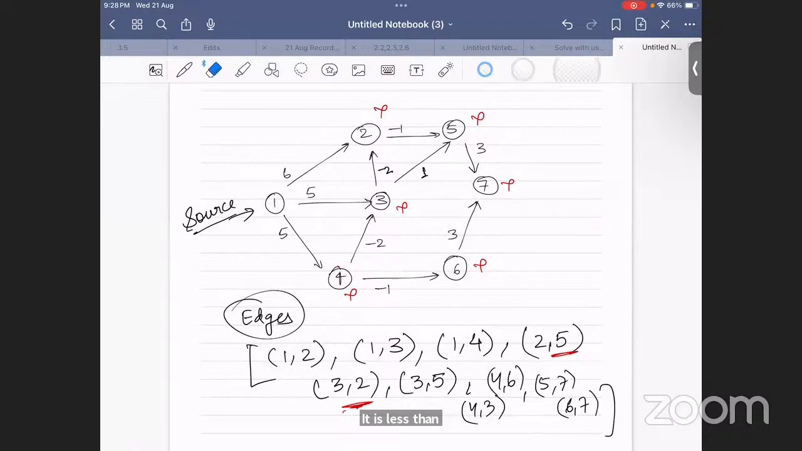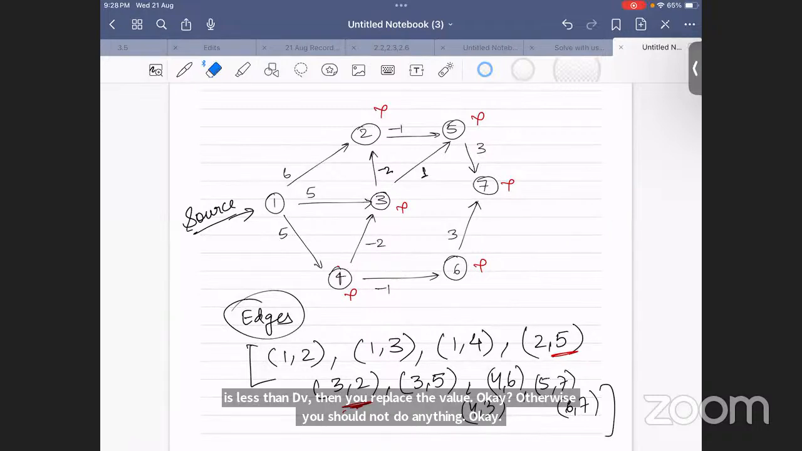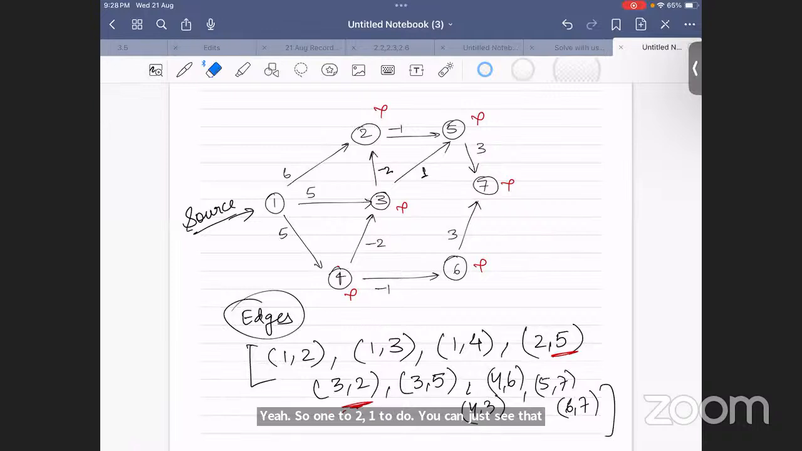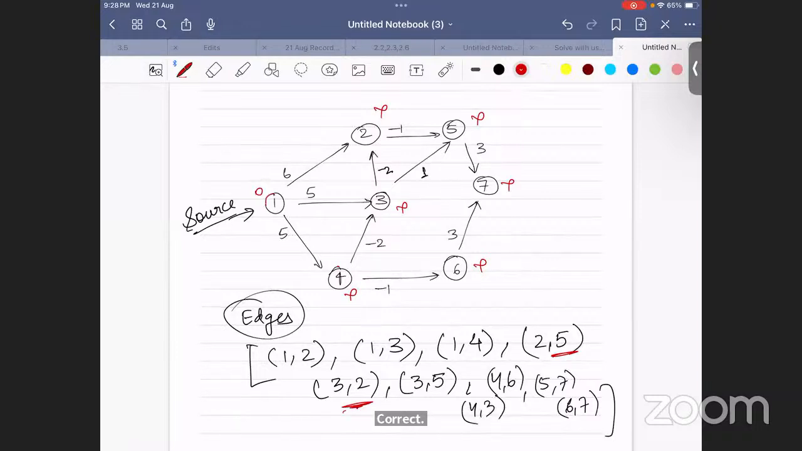So for 1 to 2, you can see that the weight was 0 in the starting. 0 to 0 is 0, right? Correct. So 0 plus 6 is what? 6. 6 is less than infinite. If you are getting something less than the weight of 2, then you will replace. So you have to cut it, replace it with 6.